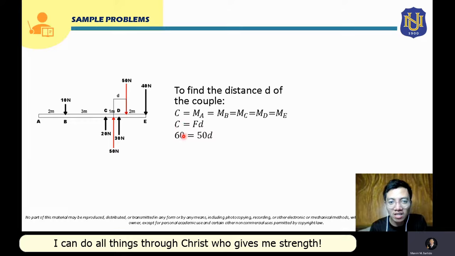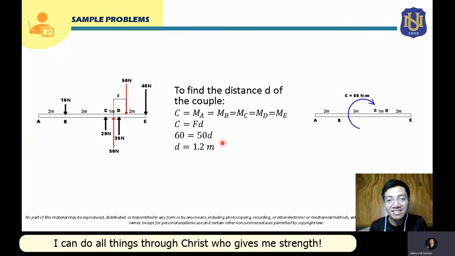So substituting here, 60 Newton meter is equal to our F here, 50 Newton, times distance d. So solving for distance d, it will just be 60 divided by 50, it will be 1.2 meter. So this will be the distance d of the two forces of the couple.